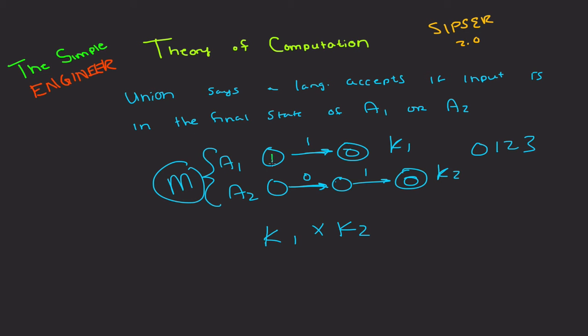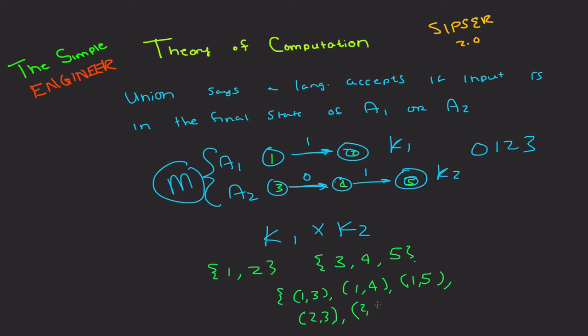So if we look at this, if we say this is 1, 2, and this is 3, 4, 5, what would the cross product look like? Well, we would have 1, 3, we would have 1, 4, and we would have 1, 5. We would have 2, 3.